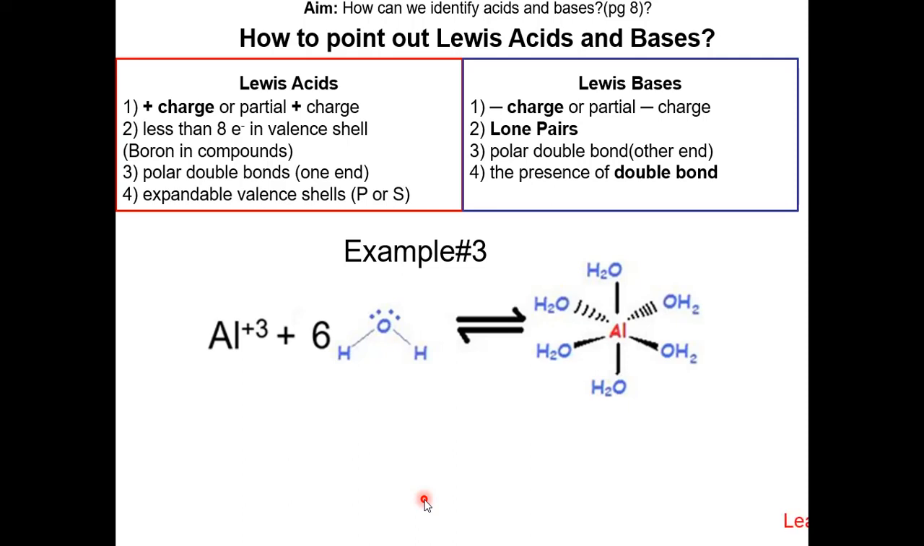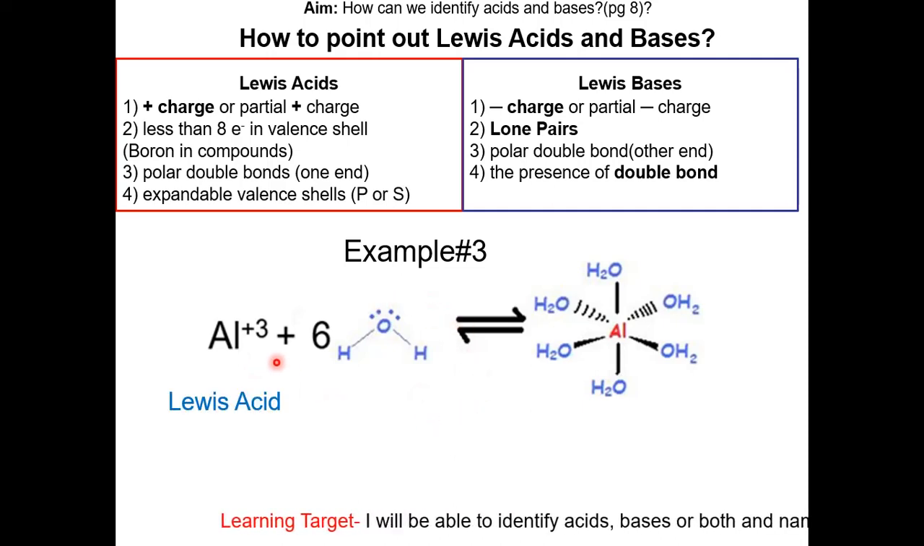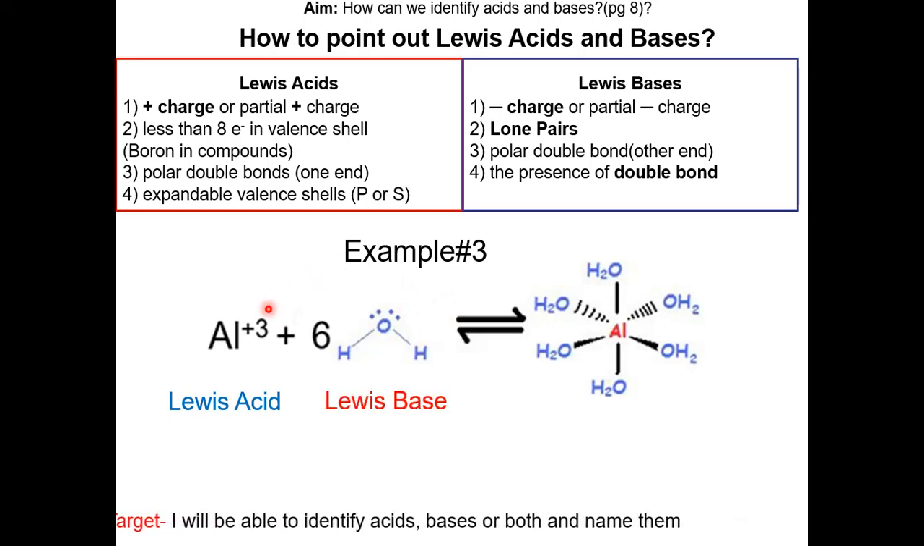Let's look at one more example. The aluminum ion has a positive charge and in the reaction it accepts electrons from the oxygen. Therefore, it is a Lewis acid. The water molecule is behaving like a Lewis base because the oxygen is donating electrons to the aluminum ion.